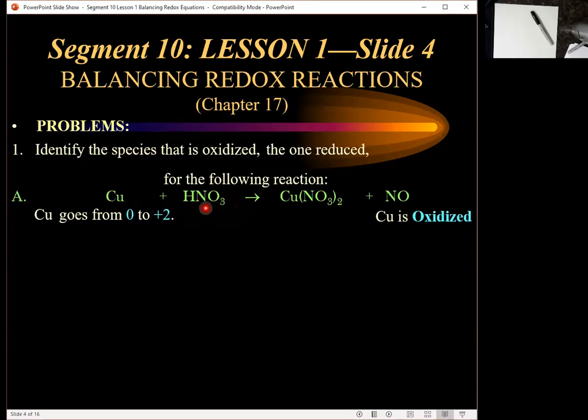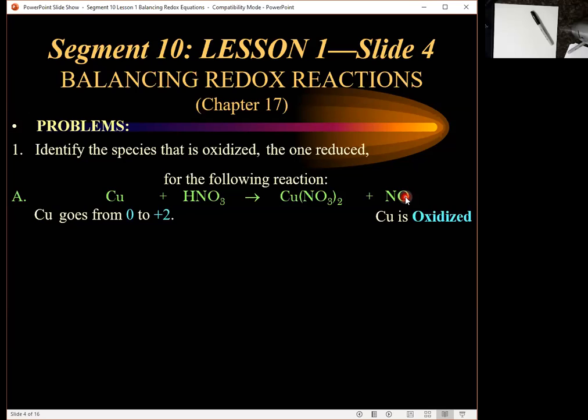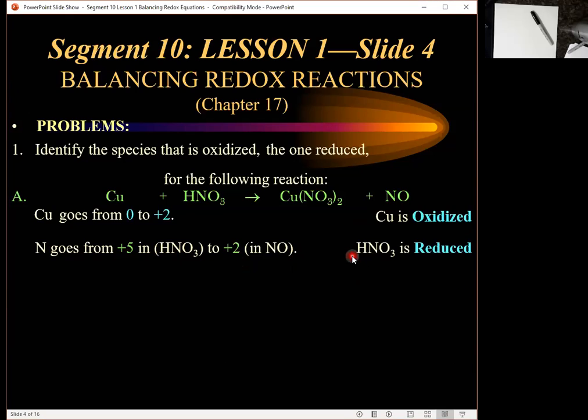So the nitrogen is +5 on this side. It's going to be +5 in this nitrate as well, same kind of formula, but it's not here. It's combined with oxygen here, and oxygen is -2. Nitrogen is +2 then in this one. So nitrogen goes from +5 in the nitric acid on the left to +2 in the nitric oxide or nitrogen monoxide on the right. So nitric acid is going to be reduced.